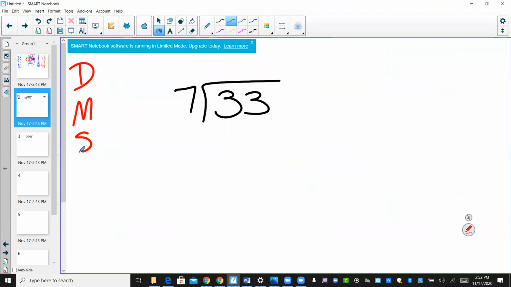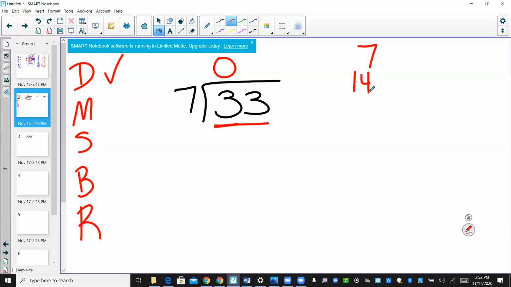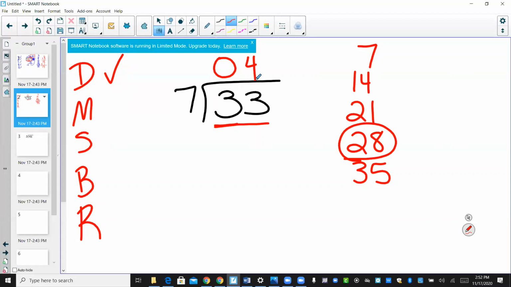Daddy, mommy, sister, brother, rover. Now, daddy, divide. Can I make a group of 7 out of 3? No, I cannot, but I can make a group of 7 out of 33. So let's think about our multiples of 7. 7, 14, 21, 28. I'm getting close. 35. Okay, 35 would be a little bit too much. So I can only make 4 groups of 7 when I divide.